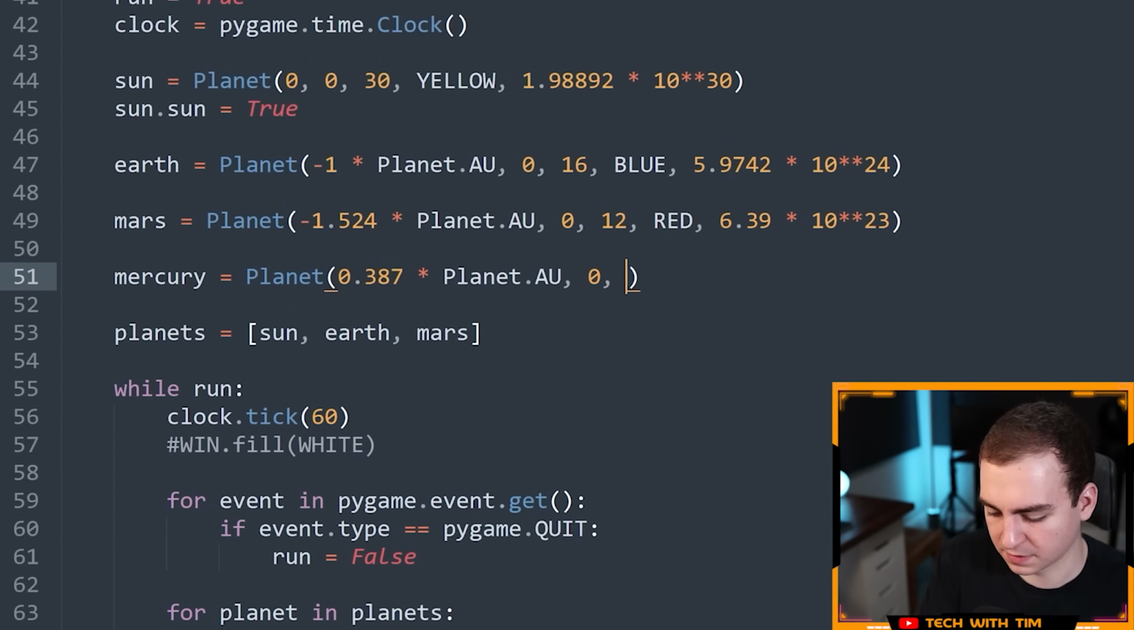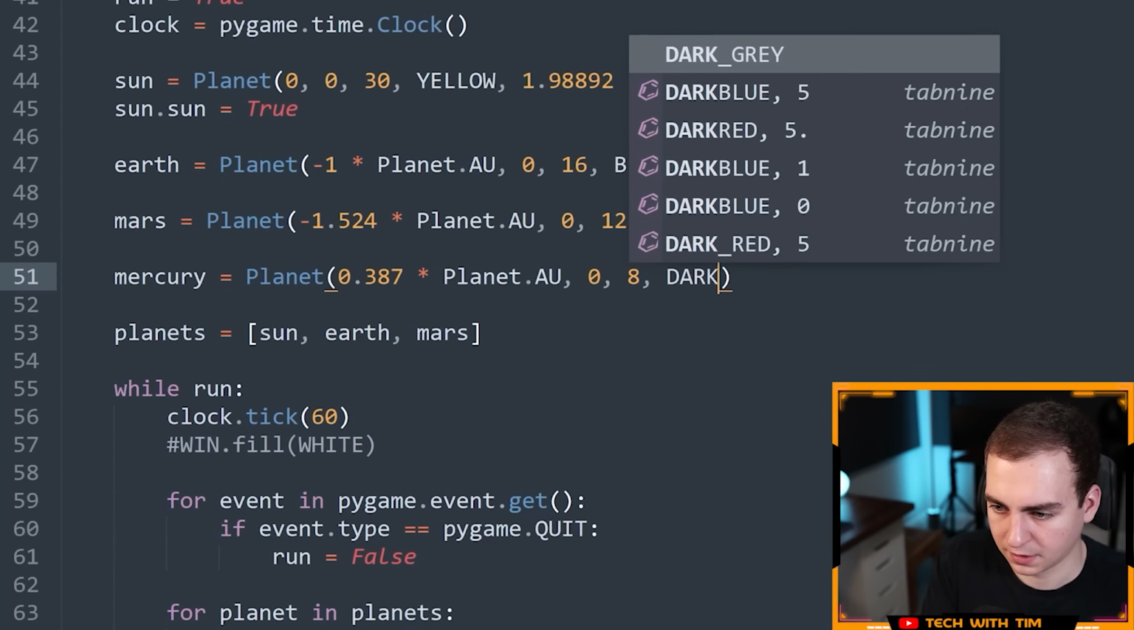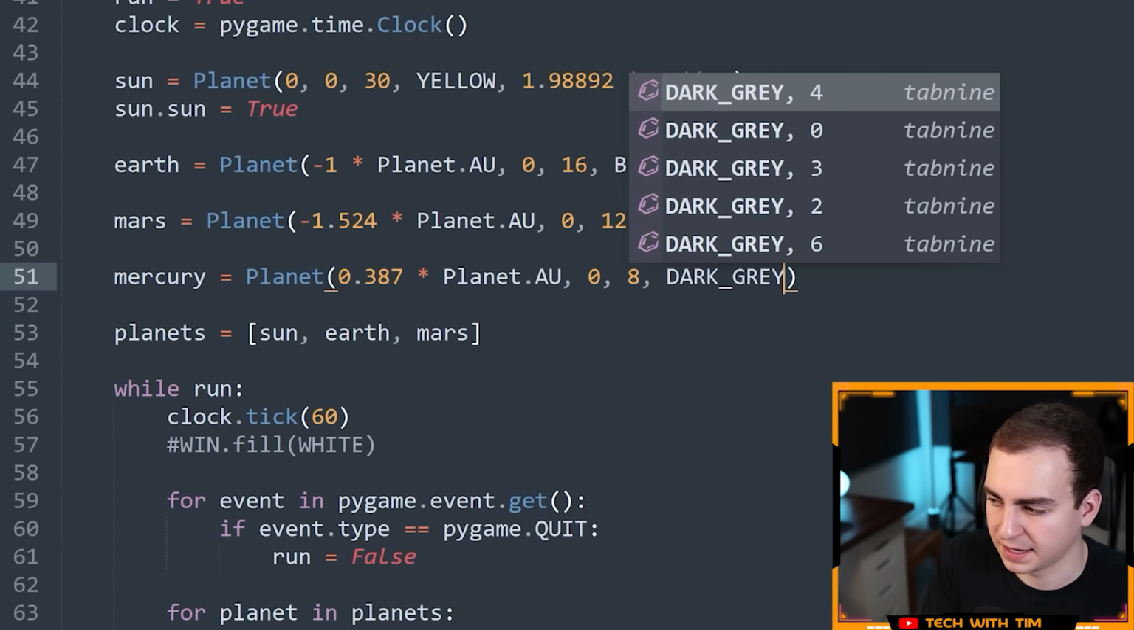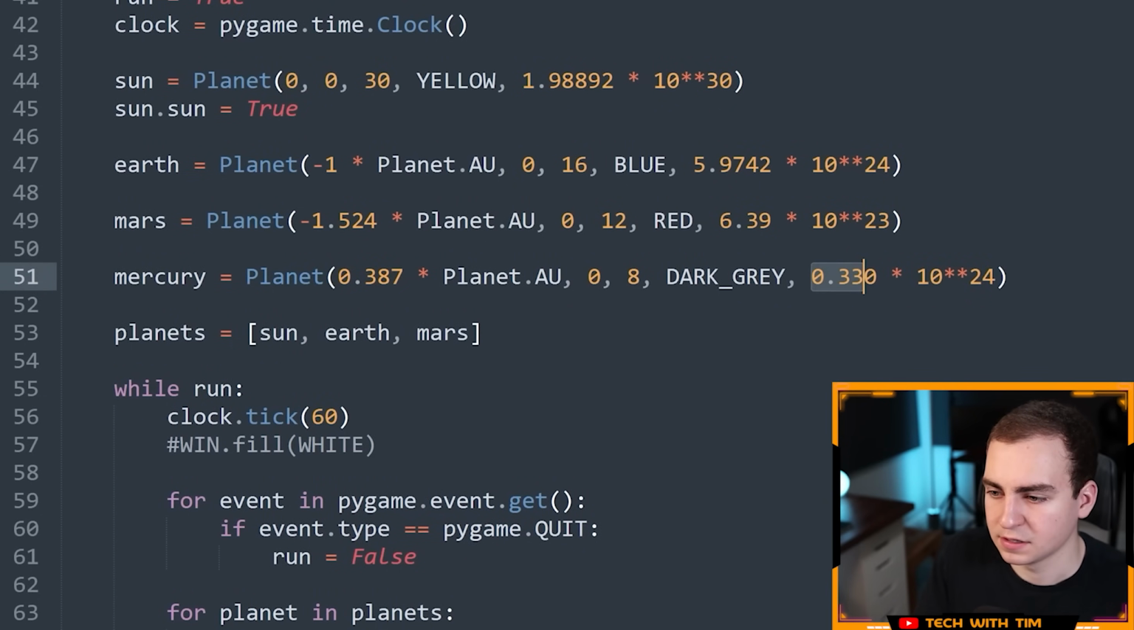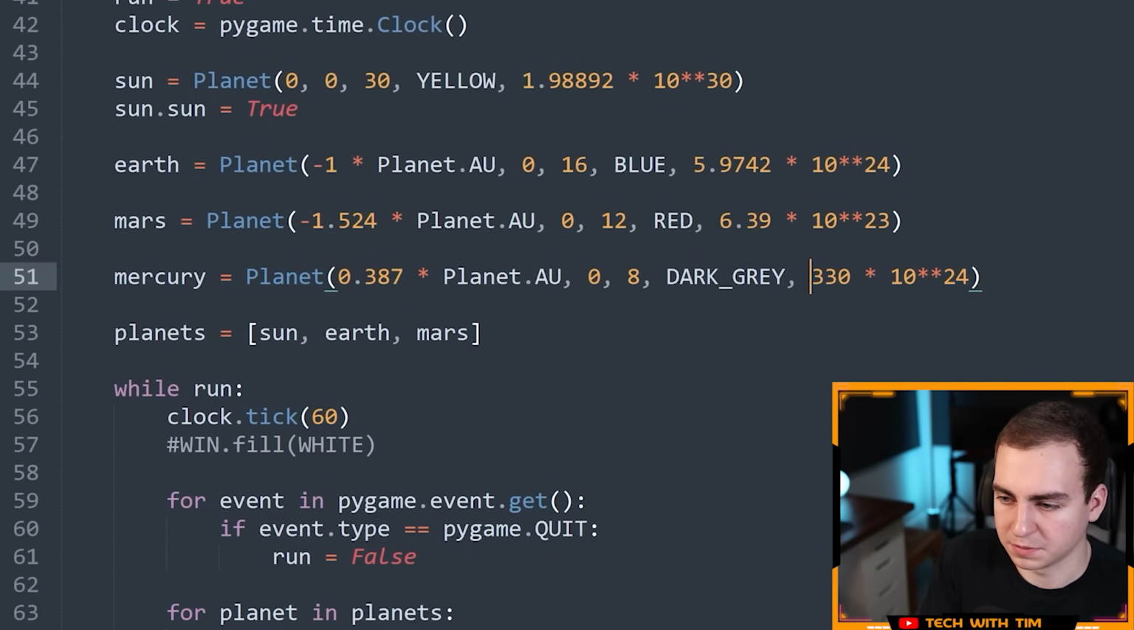We're going to have to make this smaller, so we're going to go 0. The color is going to be dark gray, which we'll implement in a second. And then the mass, let me just copy this in, is going to be 0.330 times 10 to the exponent 24. If we want it to be consistent, we could go 3.30 times 10 to the exponent 23. That'd give us the same thing.